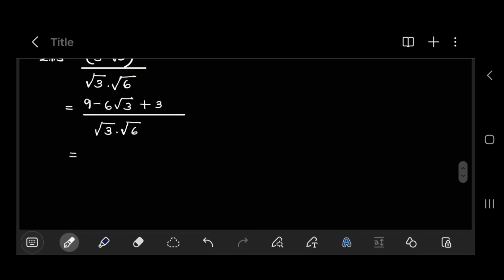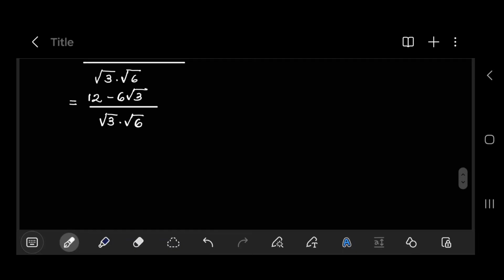Let us gather like terms at the top. So we've got 9 plus 3, which gives us 12, minus 6 square root 3, and the denominator we'll leave as is. Now what we notice at the top is that our numerator, 12 and 6, has 6 in common.